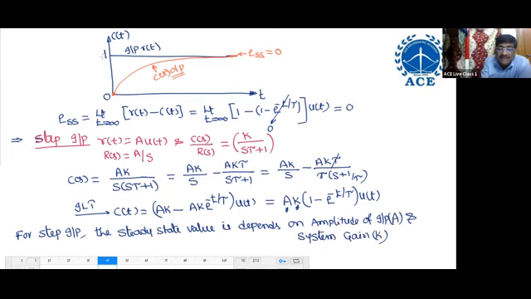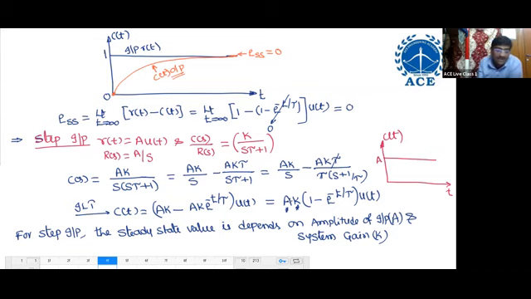That means here what I did, I wrote 1, but actually here you have to write AK. If I draw the response, for example: this is t, this is c(t). Then what is the steady state value? AK. Input is A, u(t), but the output goes to AK. Output where it ends at the steady state means AK.